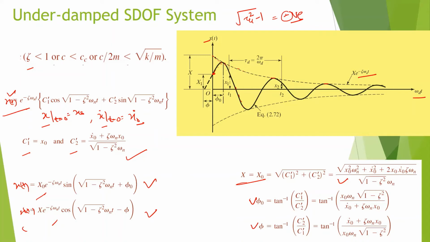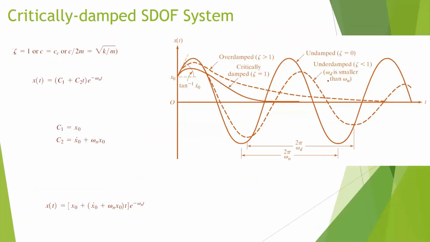So this is the equation of this envelope, which is passing through the maximums of this response. And now we discussed the critically damped system. It means zeta equals 1, or you can say C equals Cc, or C over 2m is equal to the square root of K by m. So for this, the solution can be represented by this form.